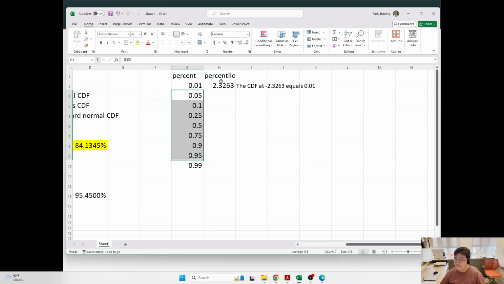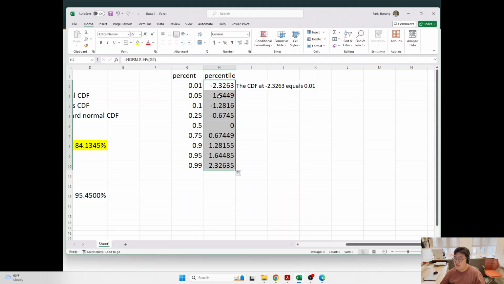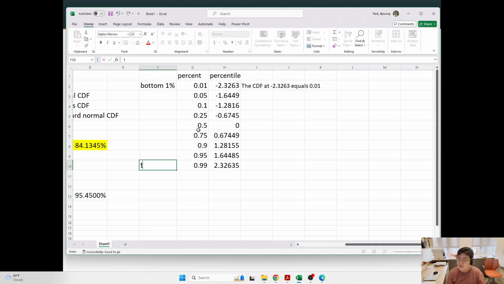I'm telling you the probability first, and then I calculate the percentiles. I will drag. Then you can get the percentiles at different points. So what is interesting here is the bottom 1%. This is actually the bottom 1% value, right? The bottom 1% value and top 1% value are symmetric due to the symmetry. And of course, the median is 0. That is the center. The mean equals the median because everything is symmetric.